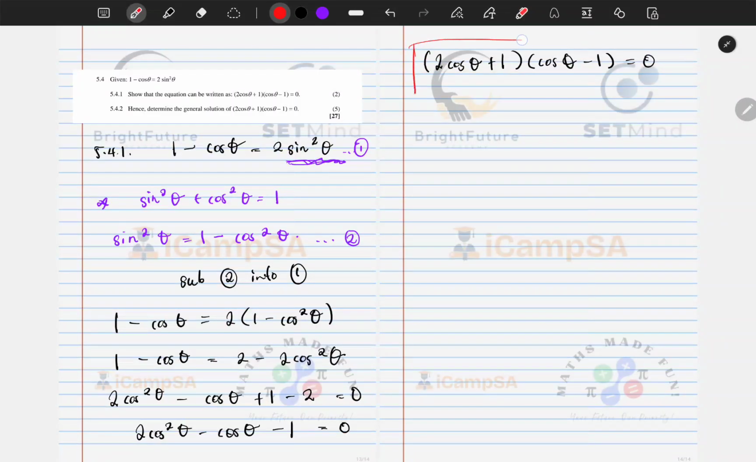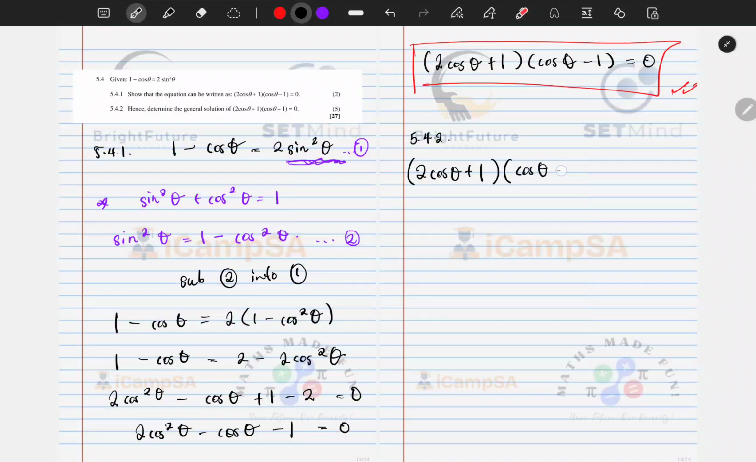And now that's where you finish. So let's look at 5.4.2. What does 5.4.2 say? It says, hence determine the general solution of the equation that we already found. So in order for us to do that, we already know that 2 cos theta plus 1 and cos theta minus 1 is equals to 0. So I'm going to say 2 cos theta plus 1 is equals to 0, or cos theta minus 1 equals to 0.